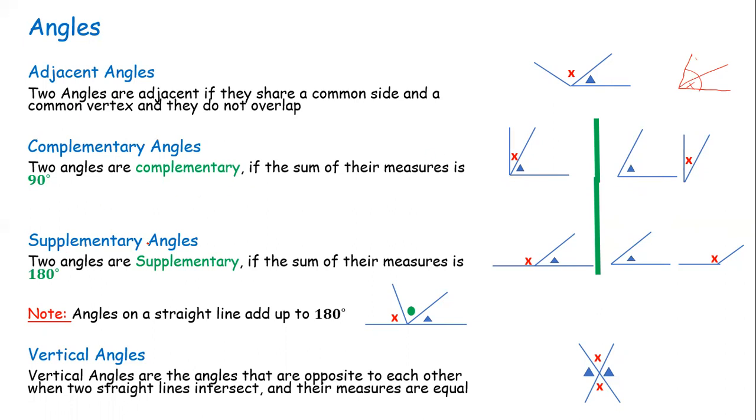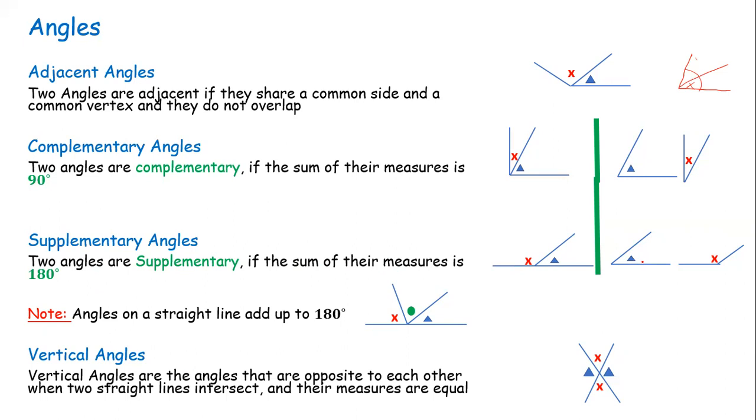Now, the supplementary angles. Two angles are supplementary if the sum of their measures is 180 degrees. Similarly, we can see here two adjacent angles, and they add up to 180 degrees. However, they might not be adjacent to be considered supplementary angles.